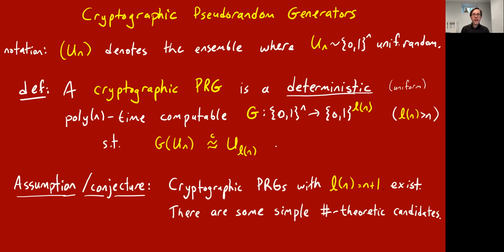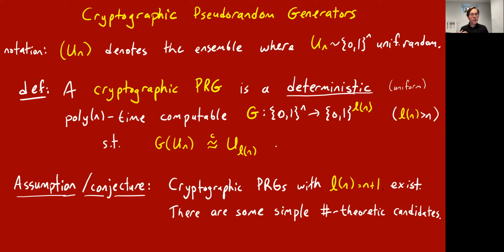And I should say that, first of all, it's a reasonable assumption because there are some simple number theoretic candidates, based on the presumed hardness of factoring or other tasks like discrete log. I'm not going to list them because I actually don't want to talk really about number theory in this lecture. But there are some simple number theoretic candidates that make people believe that these objects do exist.